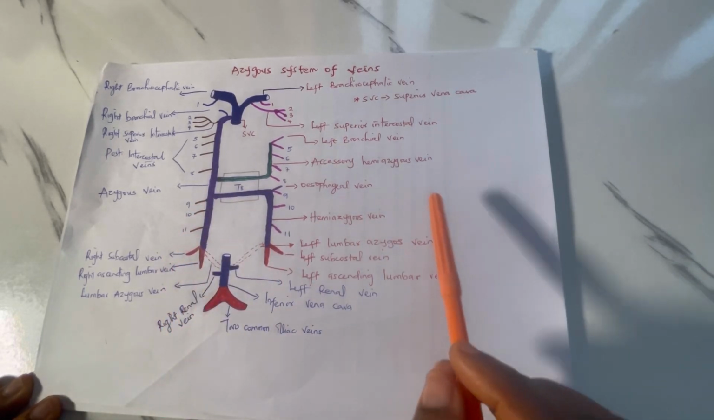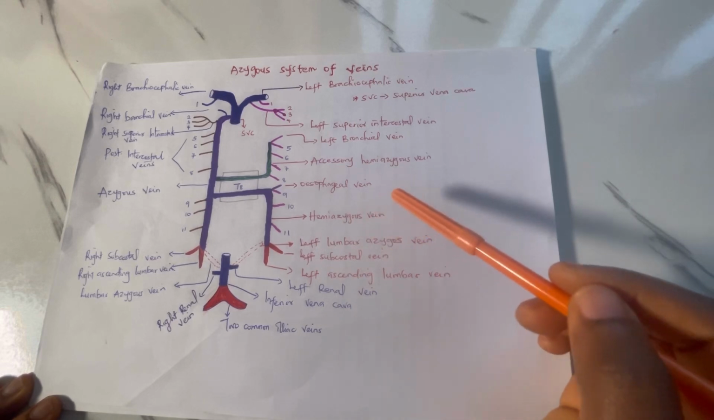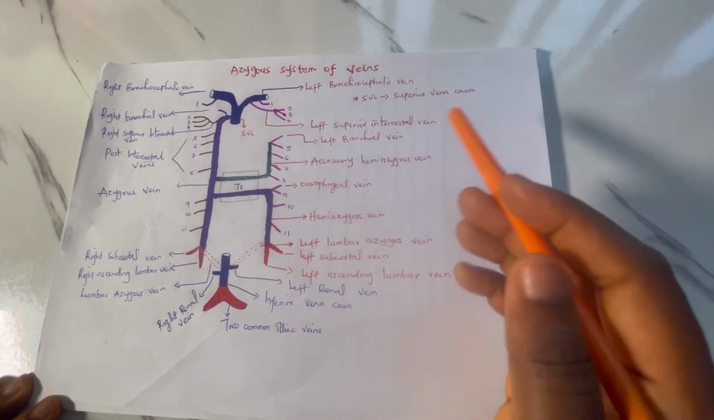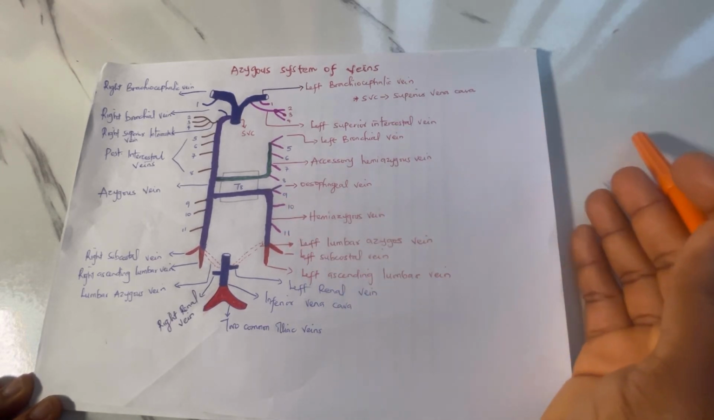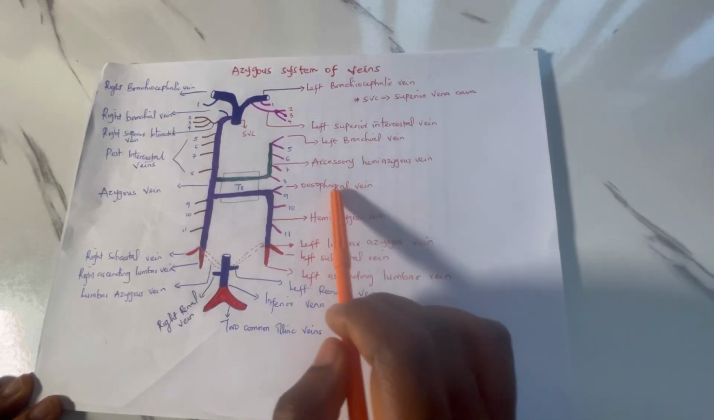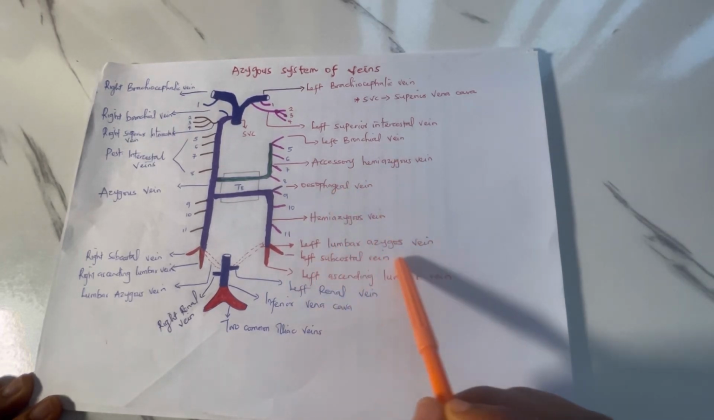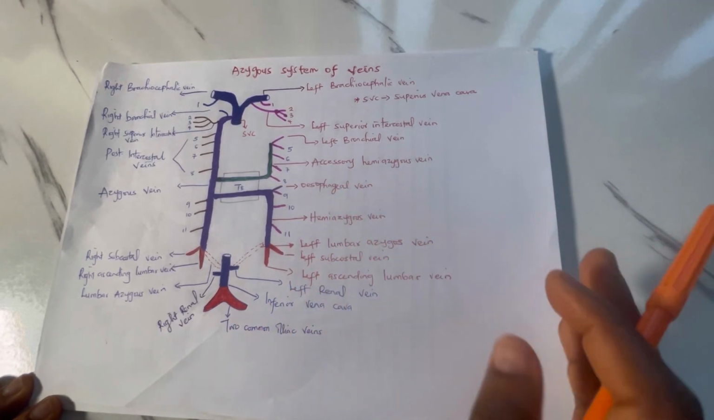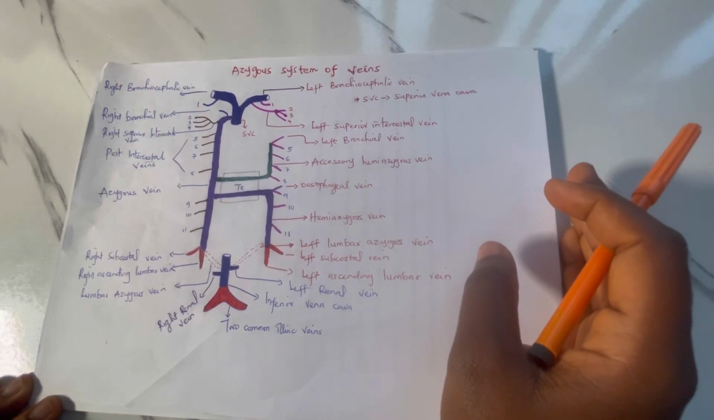Okay, so the tributaries are the 9th to 11th posterior intercostal veins, that's the lower posterior intercostal veins on the left side, the small esophageal veins, the left subcostal veins, the left ascending lumbar vein, and the mediastinal veins.